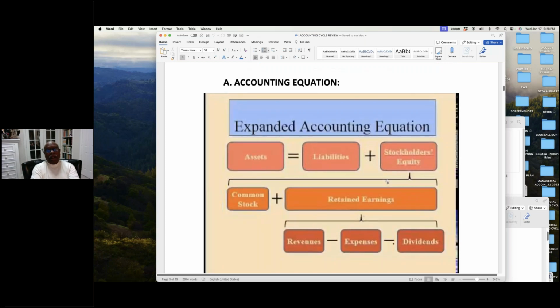First of all, everything in accounting is based on this equation. Assets equal liabilities plus stockholders' equity. Stockholders' equity equals common stock plus retained earnings. Retained earnings equal revenues minus expenses minus dividends. Everything in accounting is based on this equation.